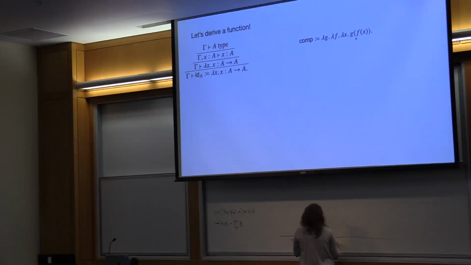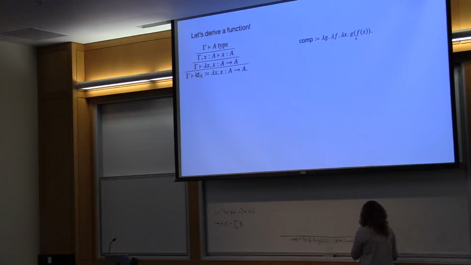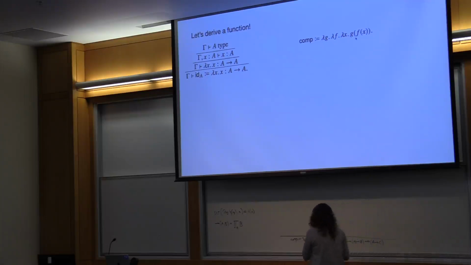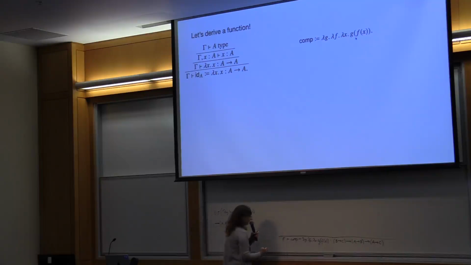Okay, so we have something. So we know from B to C, and then from A to B, and then from A to C. Did I write the type correctly? You're my type checker now. Good. Okay, what do I need? Some gamma, and I need A, B, and C to be well-formed types. Okay? How do I derive this?